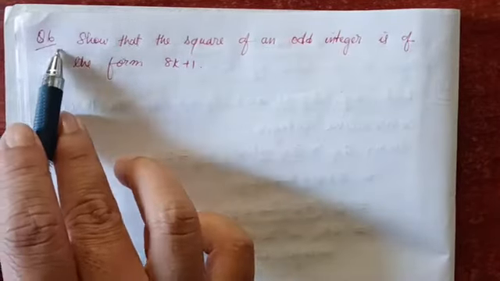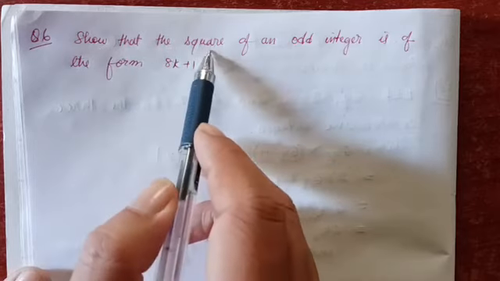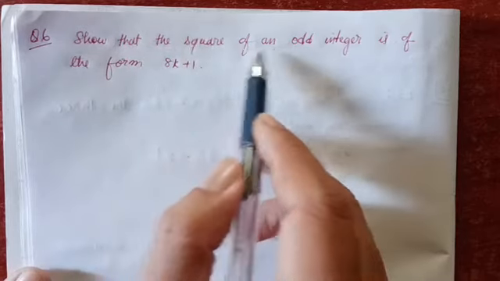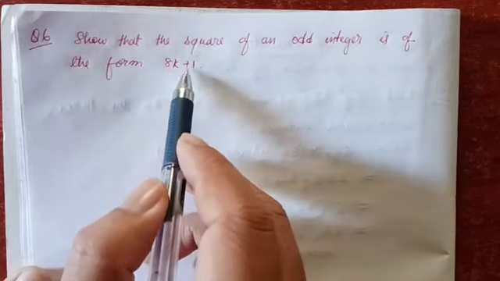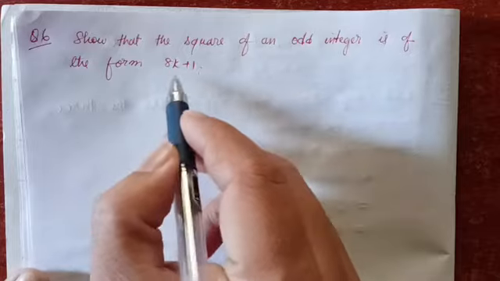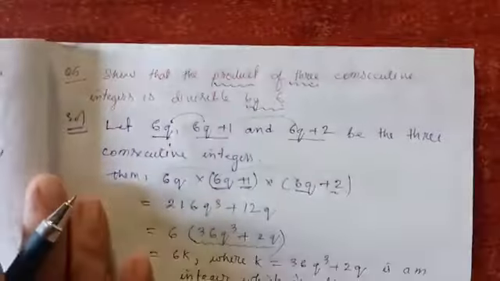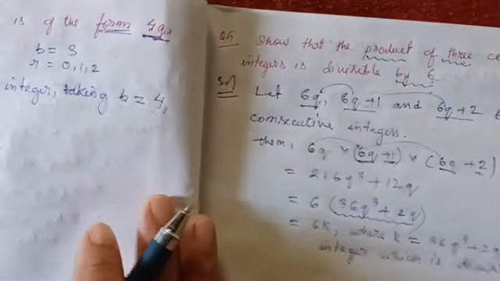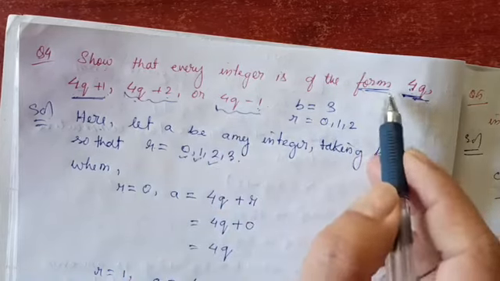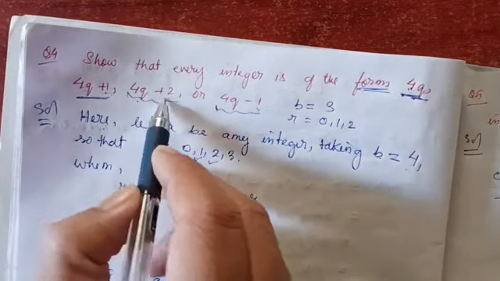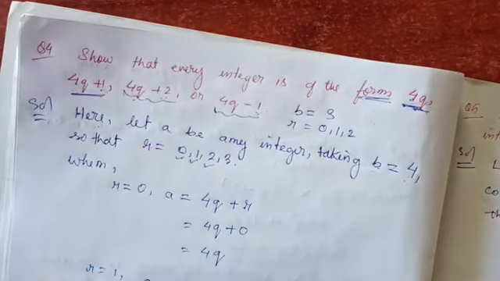Okay, now we reach question number 6. Okay, in question number 6, show that the square of an odd integer is of the form 8k plus 1. Here they give only one form. Okay, when we look at the previous question, in question number 4, you look here, they are giving many forms: 4q plus 1, 4q plus 2, 4q minus 1. All right.